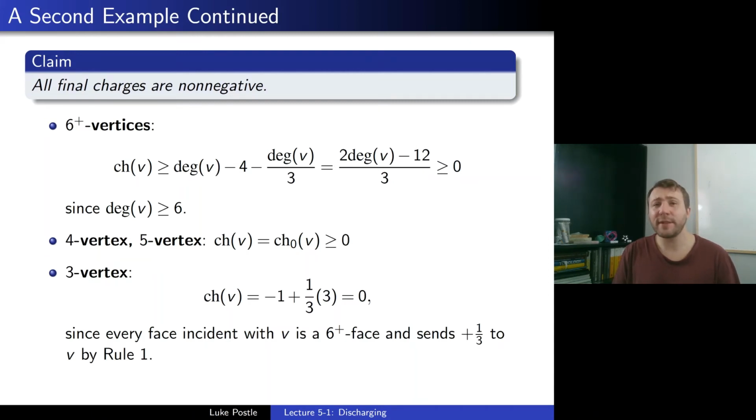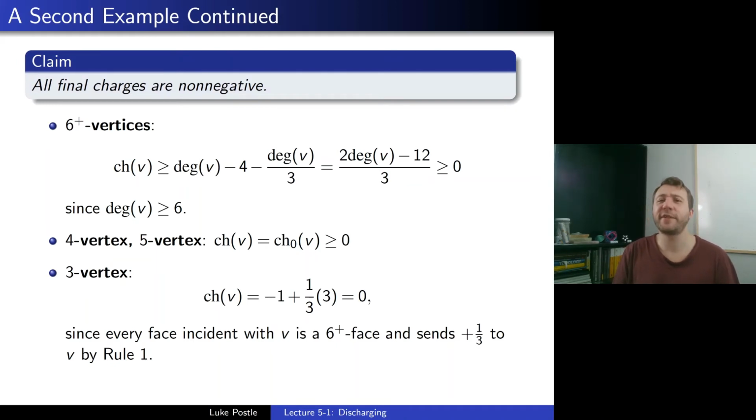The problematic ones, they have charge -1, but they pick up a third from every incident face, since every incident face is a 6 plus face by the assumption, and so then it gets a third by rule 1, so -1 plus 3 times a third is 0, and so they're also 0. So that covers the vertices.